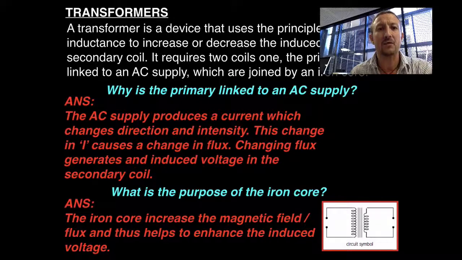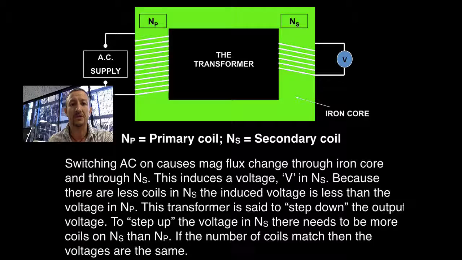Okay, so let's have a look in more detail how the transformer works. So here we've got a transformer which is set up. Now you can see on the left hand side it is linked to an AC supply. Remember, AC is alternating current, which means that the poles will switch, in the UK when electricity is generated, 50 times a second. We're going to call this the primary coil.